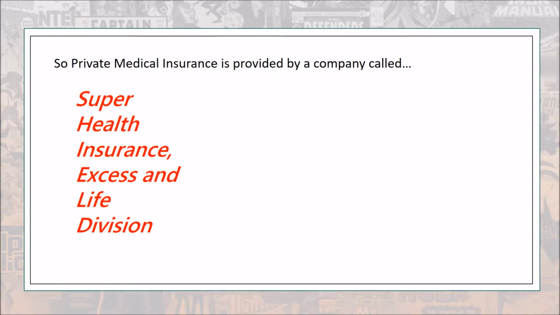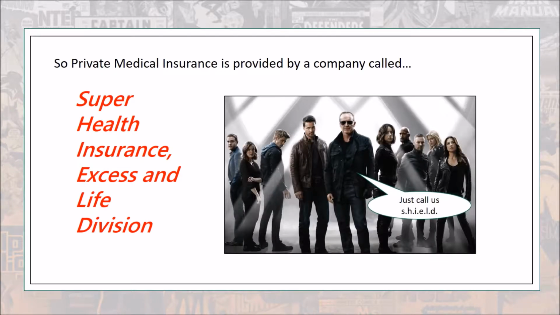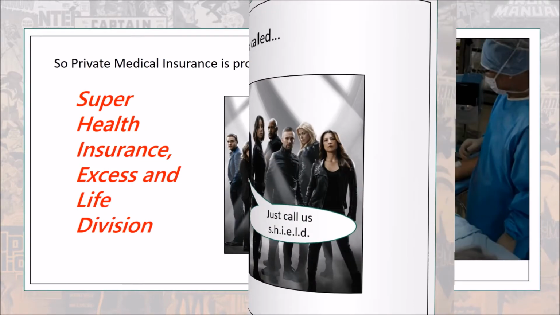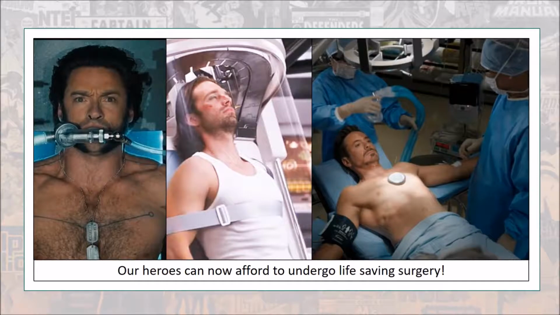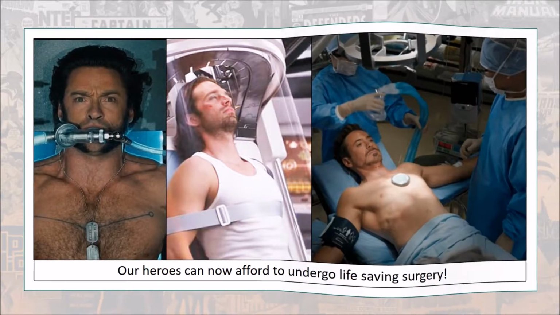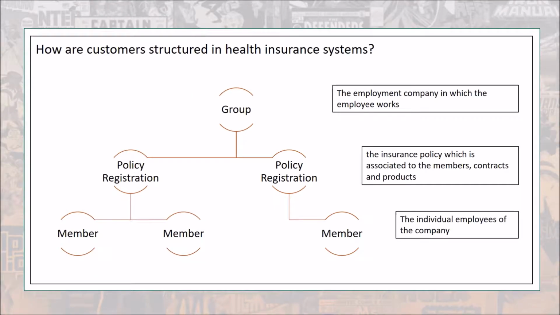So they get private medical insurance provided by a company called Super Health Insurance Excess and Life Division, or SHIELD for short. Okay, our heroes can now afford to get those life-saving surgeries. Woohoo! Okay, so how does health insurance work?